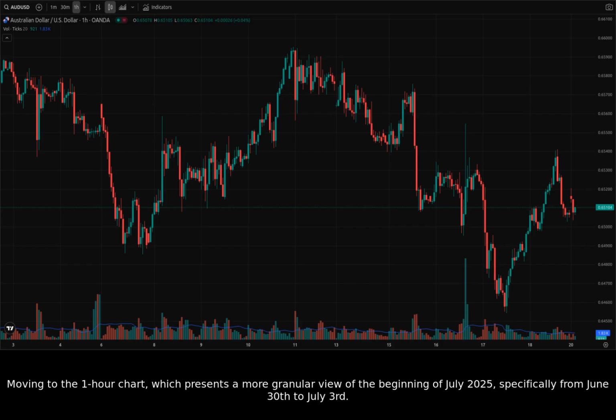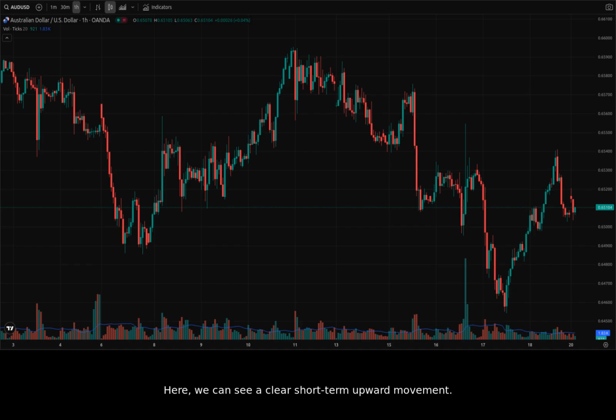Moving to the 1-hour chart, which presents a more granular view of the beginning of July 2025, specifically from June 30th to July 3rd. Here, we can see a clear short-term upward movement. Price climbed steadily from around 0.6532 on June 30th to reach a peak near 0.6587 by July 1st. This initial rally demonstrates some underlying buying pressure in the very early days of July.